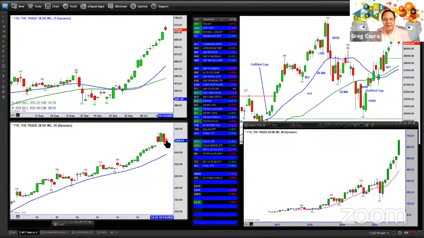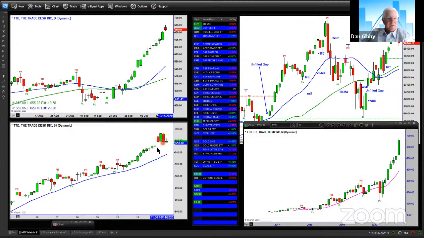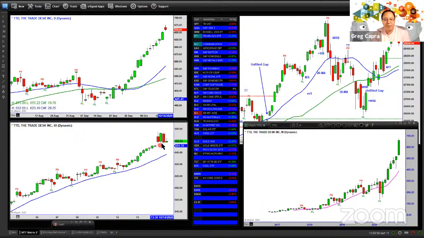So when Dan says bull sandwich, that means the bullish bar in the middle. You've got two red bars. So it's beginning to top out, but it hasn't really broken down yet. Let's see if it does.